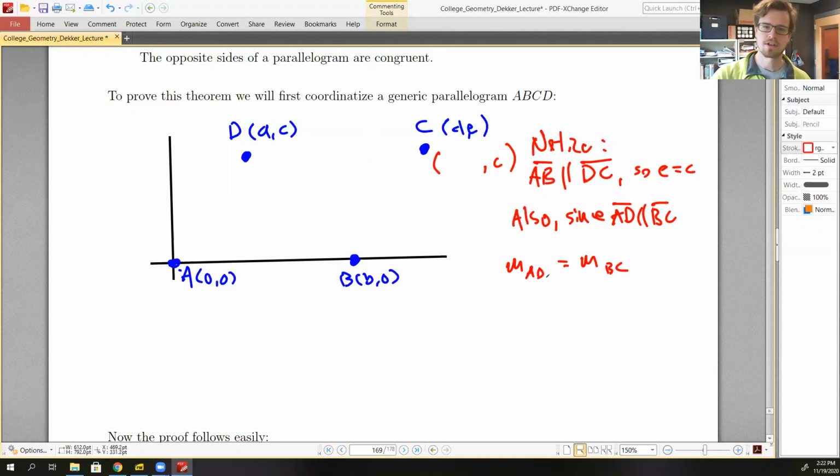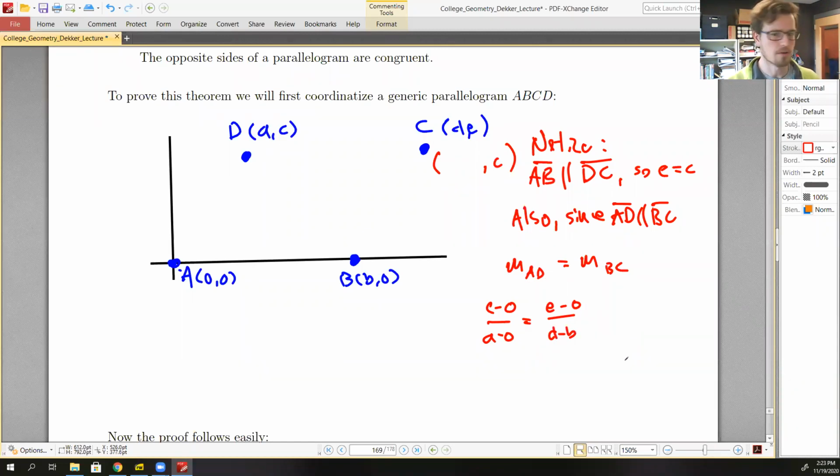Why is that important? Well, that allows me to observe that the change in height, C minus 0, divided by the change in distance, A minus 0, is equal to the change in height, so E minus 0, divided by the change in run, the change in distance here. So that'd be D minus B.